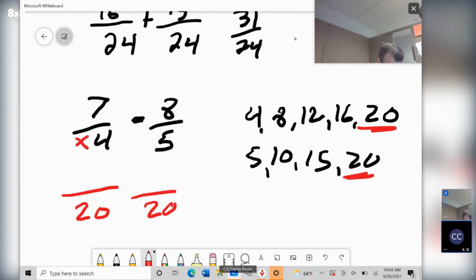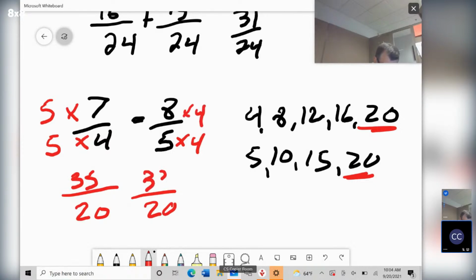And 4 times 5 is going to be 20. But we have to multiply the top times 5. So that's going to be 35. And 5 times 4 is 20. So then we have to multiply the top part of the fraction by 4 also, and that's going to be 32. And then we just do 35 minus 32, and that's going to be 3 over 20.